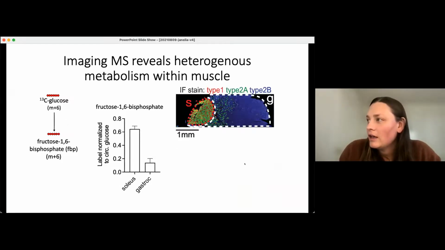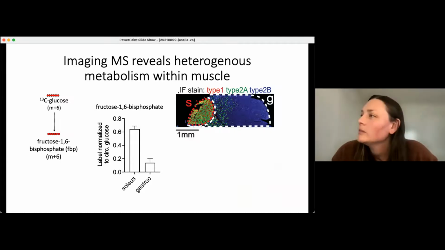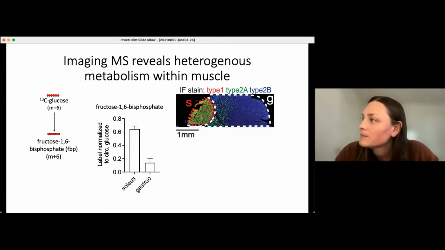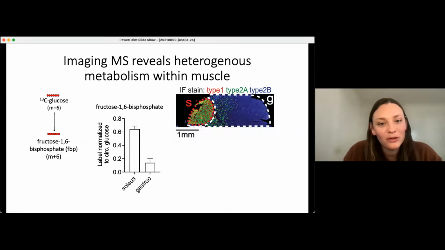And I can take a section and stain. This is immunofluorescence. And so we can see that the soleus is mostly composed of type 1 and type 2A fibers, these slow and intermediate fibers, while the gastrocnemius muscle is mostly composed of type 2B fibers, which are more fast fibers. And so likely the differences in metabolism that we see are differences in the muscle fiber composition of these tissues. But what we can see also is that the gastrocnemius muscle has this inner region, which we refer to as the red gastrocnemius, because it has more of these intermediate and slow fibers. So we hypothesize that if we use MALDI, we could see differences in metabolism across this tissue.